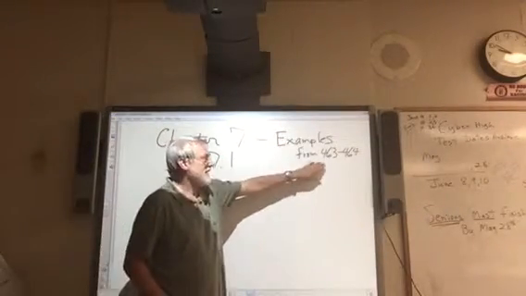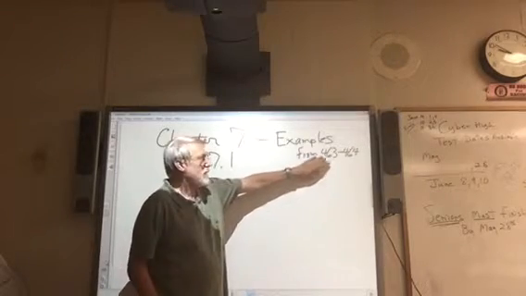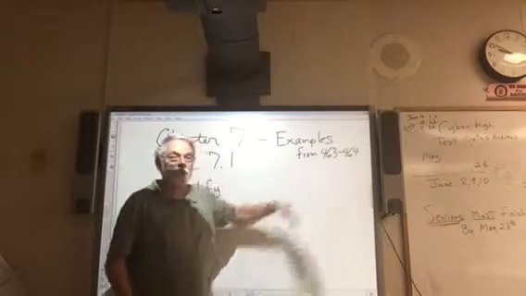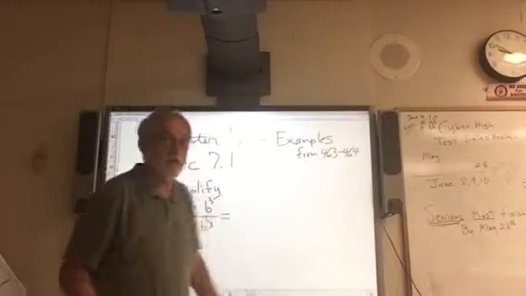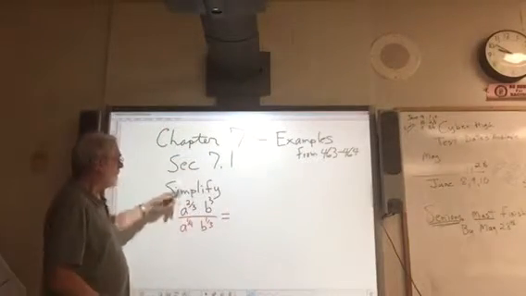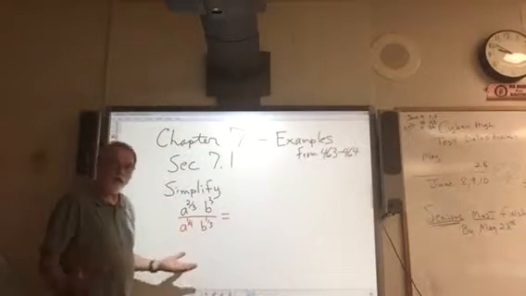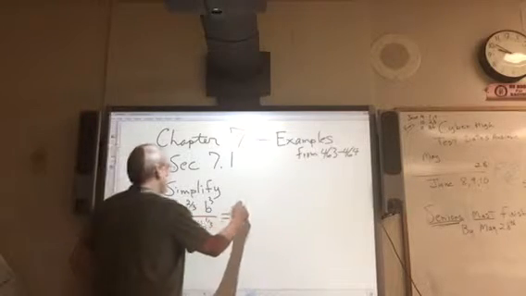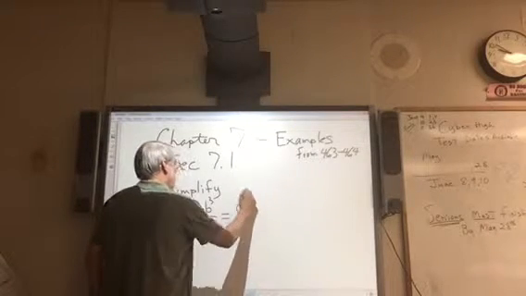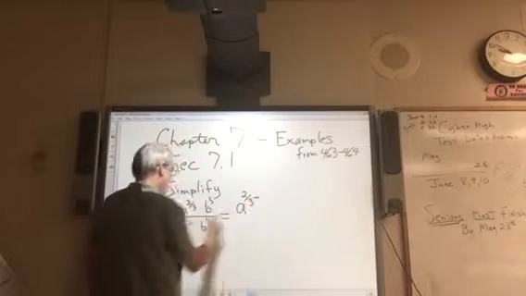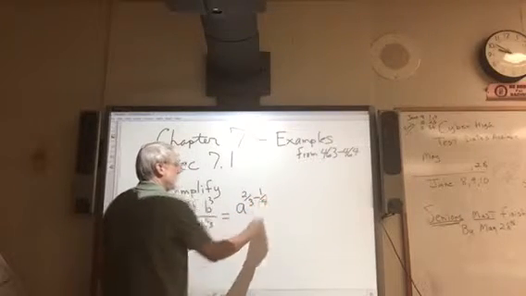I want you to check out the examples. I'm coming from the examples on page 463 to 464. That's actually the review test from that chapter. So here we go. 7.1. You're asked to simplify. Well, you follow the rules for exponents. What do you end up with? a to the 2/3 minus 1/4.